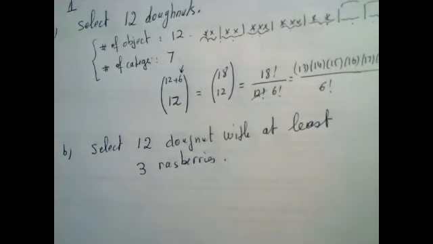Okay, I'll give you a little bit to actually think through that. So I want to select 12, but I want at least 3 raspberry. Okay, I like raspberries, so I want 3, and the rest could be anything, including raspberry. How can I think about this question?